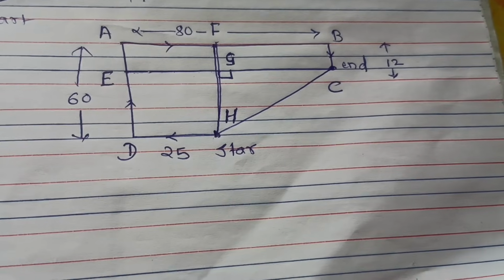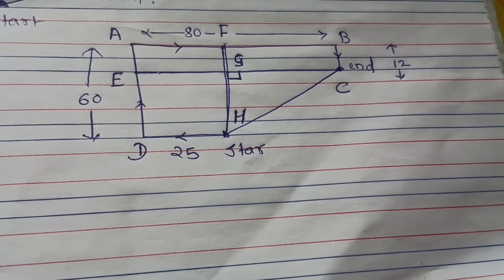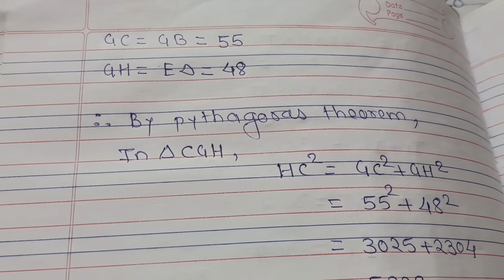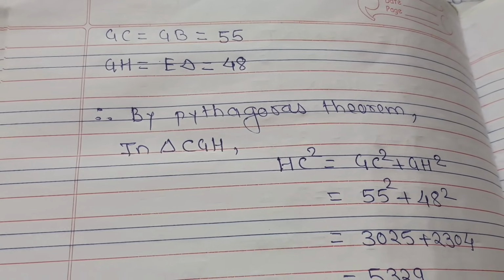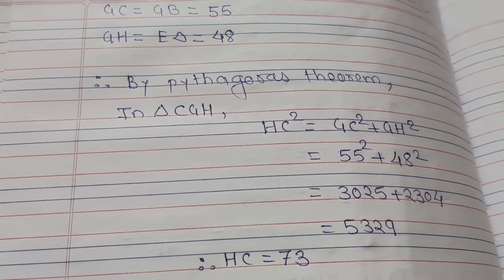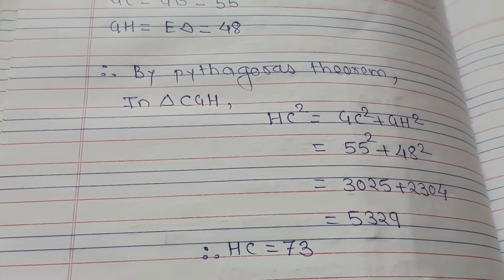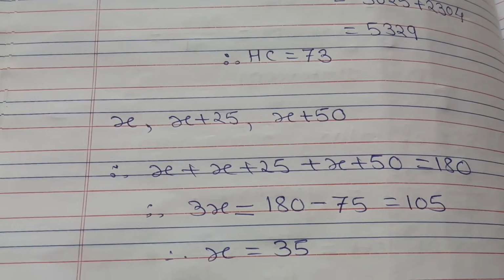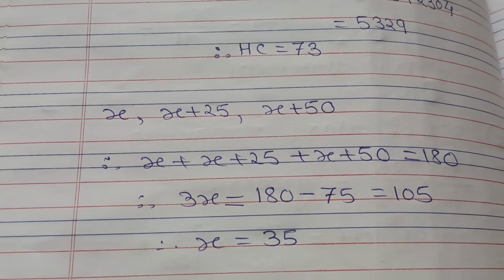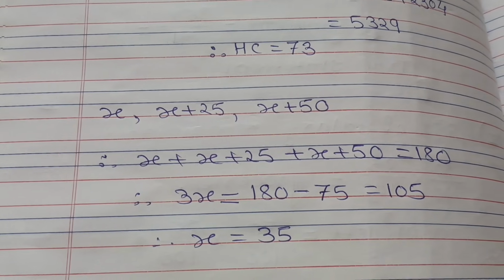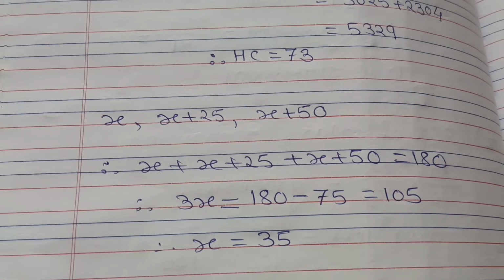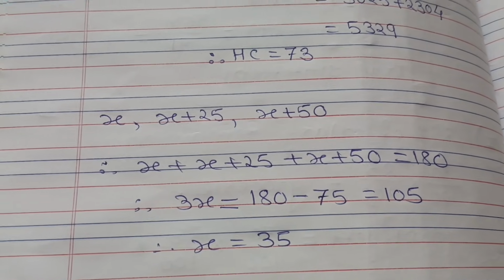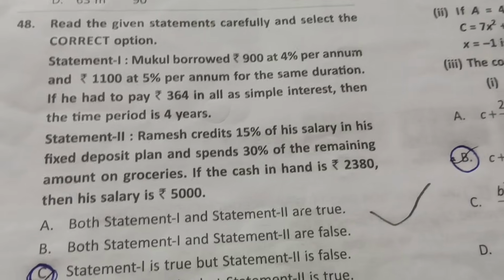For the first question, the figure will look like this, and we have to find out the distance between H and C. So GC is equal to GB is equal to 55 and GH is equal to ED is equal to 48. By using Pythagoras theorem, we can find out the value of HC as 73. Now let's find the angle. So angles will be x, x plus 25 and x plus 50. We know that the sum of all angles of a triangle is 180 by angle sum property. We get the value of x as 35. So the largest angle will be x plus 50, 35 plus 50 will give 85. Hence option A.